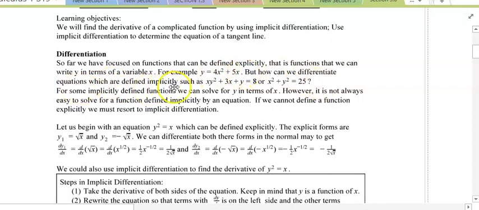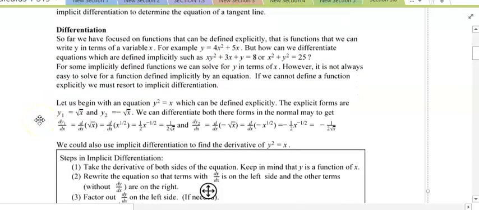Now we can differentiate equations which are implicitly defined, such as xy squared plus 3x plus y equals 8, or even x squared plus y squared is equal to 25. How can we differentiate that? We're going to find out in this lesson.